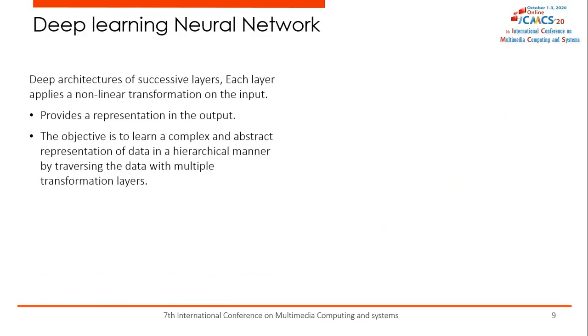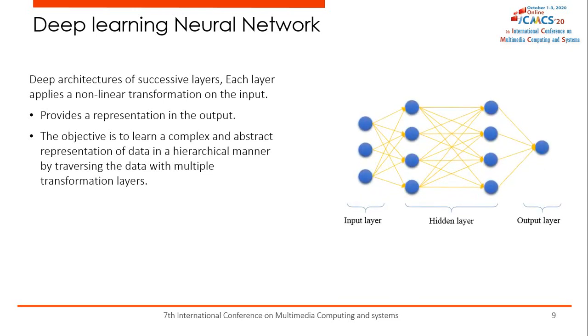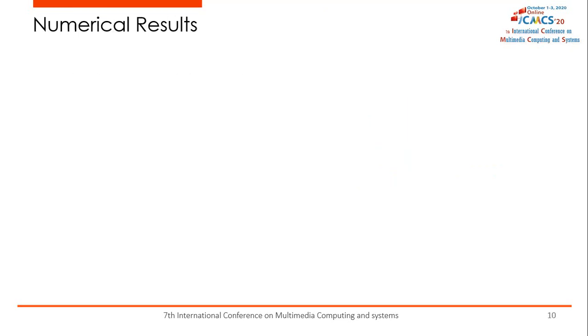Finally, deep learning neural network. A deep architecture of successive layers, each layer applies a nonlinear transformation on the input, providing a representation in the output. The objective is learning a complex and abstract representation of data in a hierarchical manner by traversing the data with multiple transformation layers.